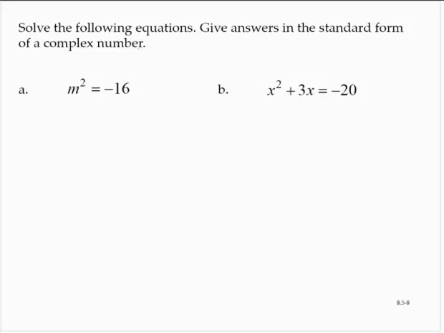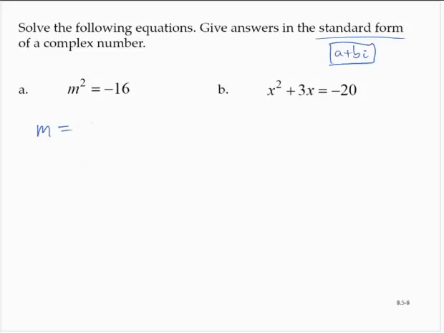Solve the following equations. Give answers in the standard form of a complex number. All right, so remember standard form again. I want a plus bi form in the end. All right, m squared is equal to negative 16. Well, this isn't too difficult. If we have m squared equals a number, we can use that square root property.